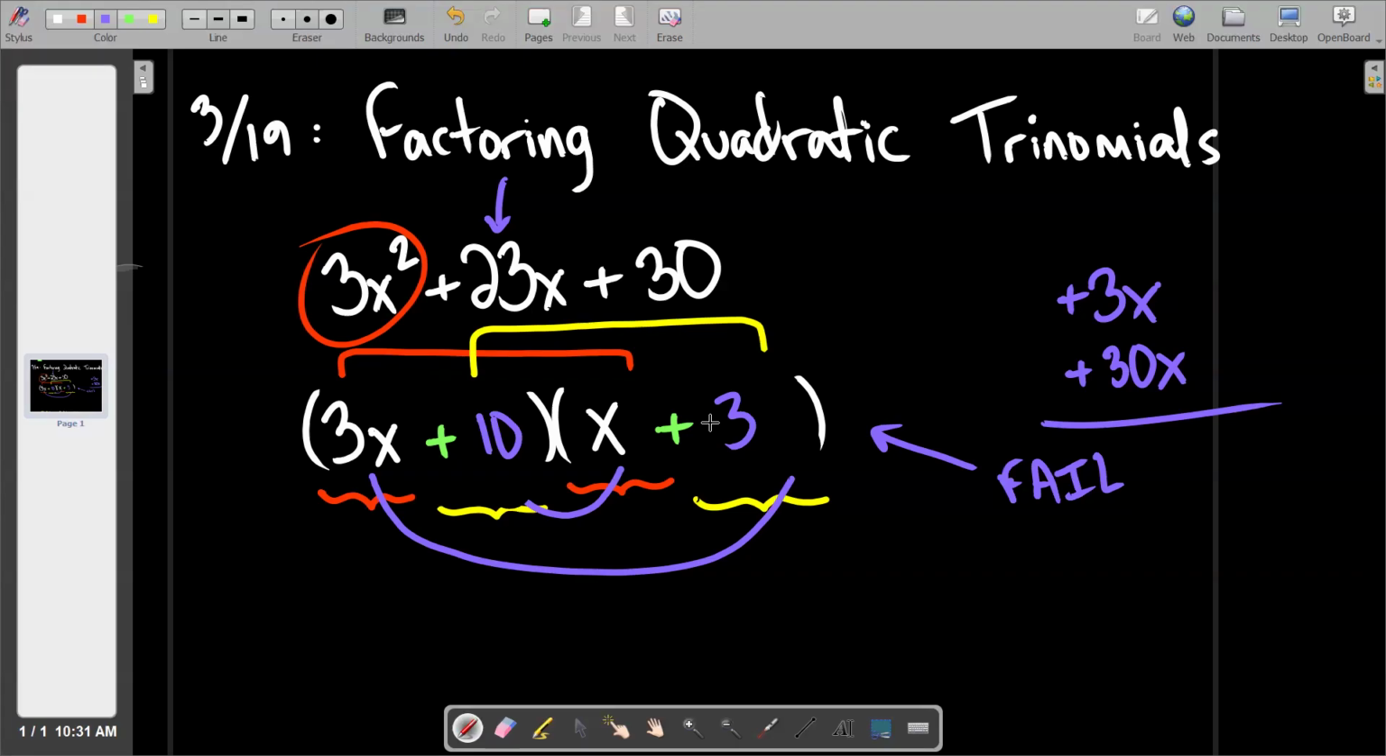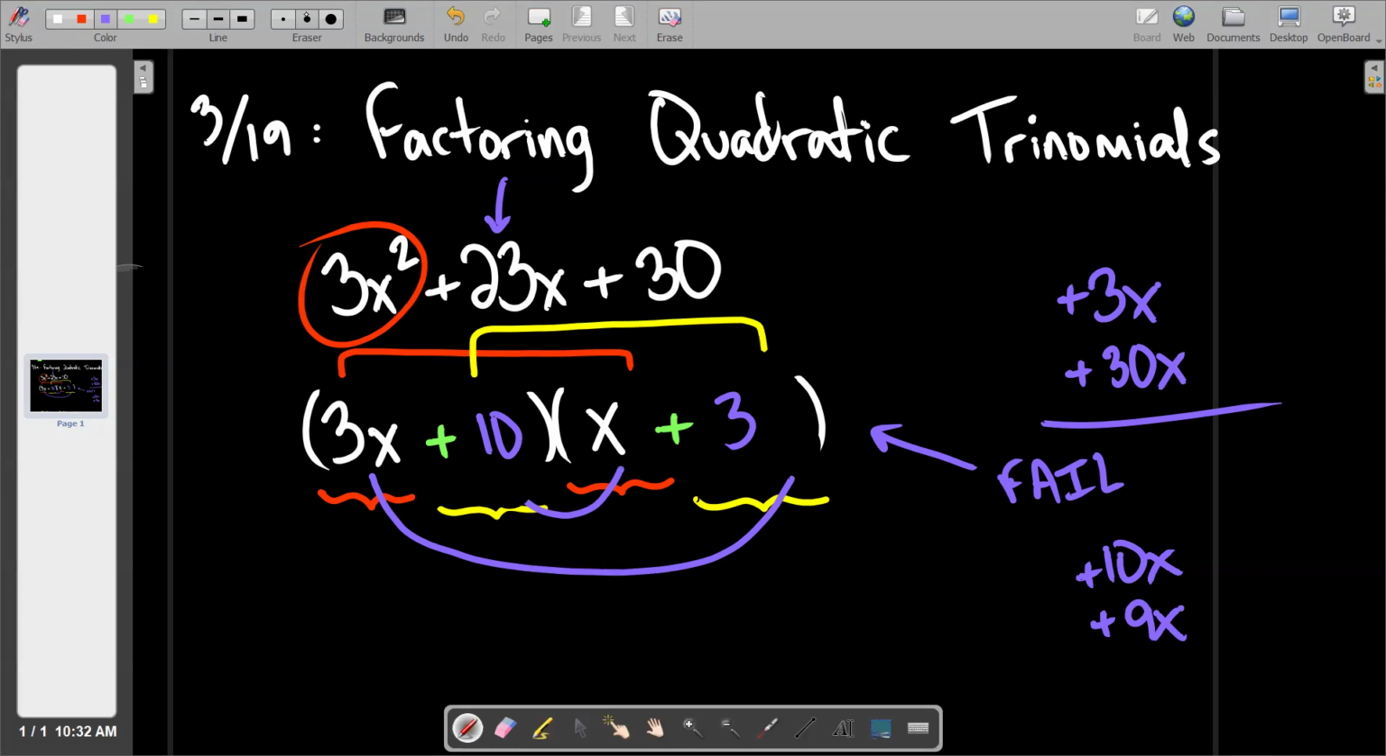But what I'm not in control of is those two little upside down purple connectors. What do the two purple connectors in the middle make? 10x. What do the two purple connectors on the outside make? 3 times 3 is 9x. What's 10x plus 9x? 19x. Not 23x. So we can say now, 10 and 3, you're not my guys. You're not going to work.